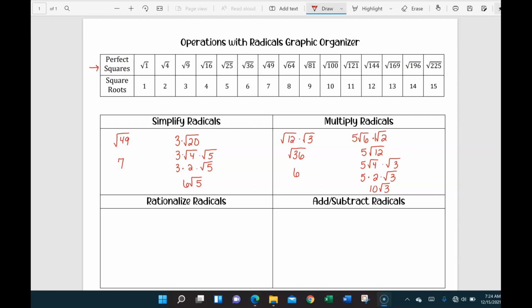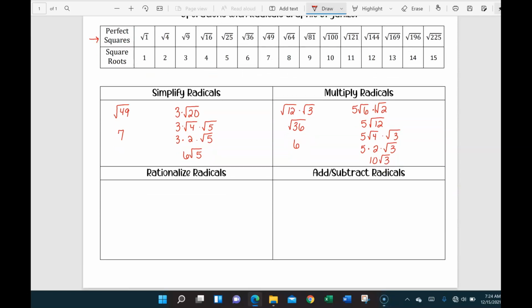When it comes to rationalizing radicals, remember you're not allowed to have a radical or a square root in the denominator. So if I give you a problem like 5 divided by the square root of 3, you're not allowed to have that square root 3 in the denominator. Our solution to that is we can multiply by a factor of 1. We learned that if we take the square root of 3 times itself, we're going to be left with just a 3. And in order to do a legal move in math, we have to multiply by a factor of 1.